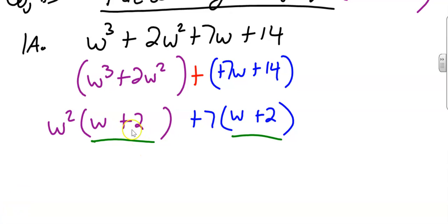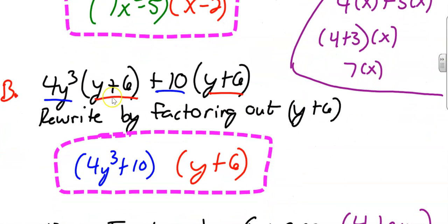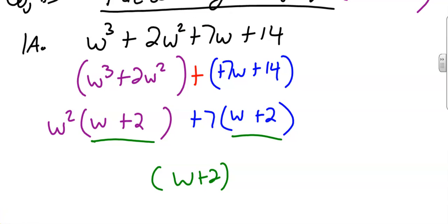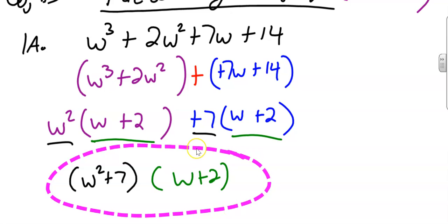And then once you've got these 2 parentheses the same, well, now it's like the objective that we had back up here, that if these 2 things are the same, you just take whatever the numbers were in front, and you're just going to add those 2 parts together. So we'll take the W squared and the 7, and then we'll add those 2 things together. And then that would be your final answer.